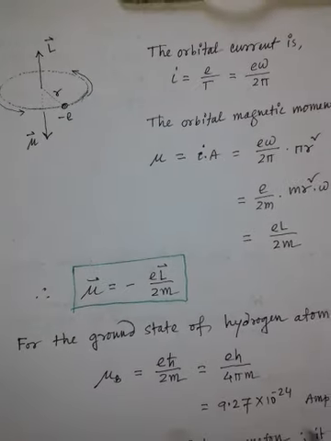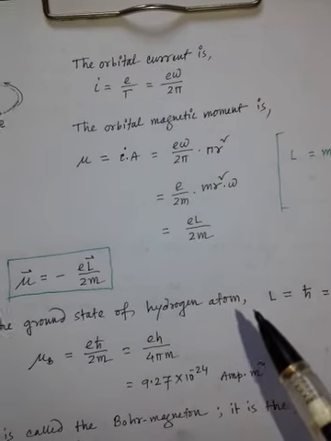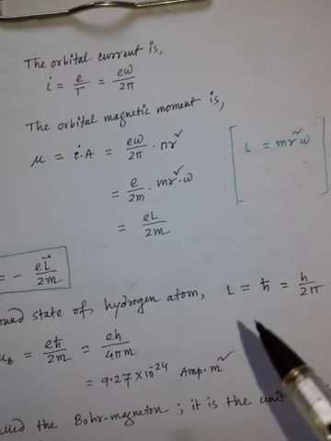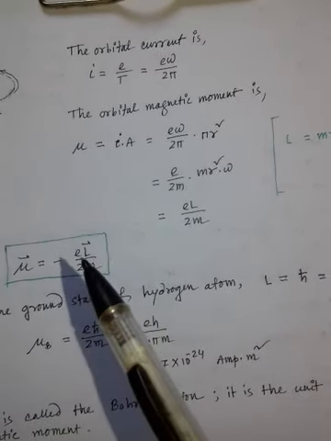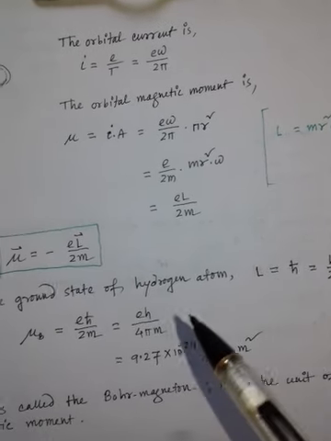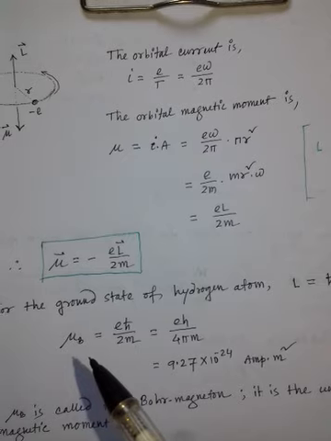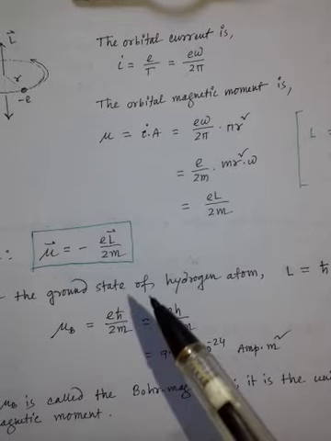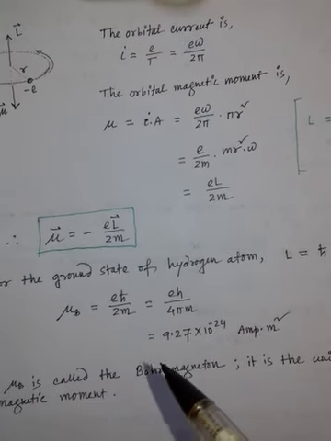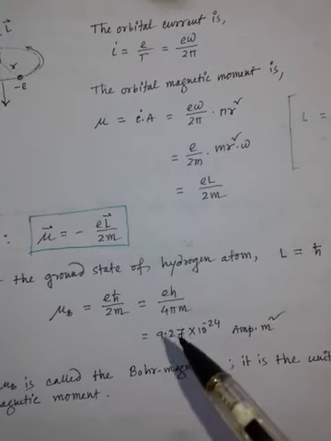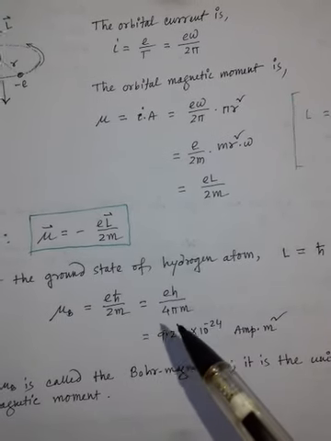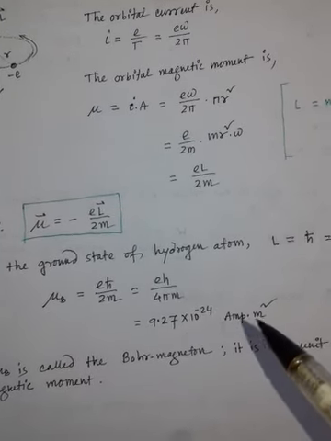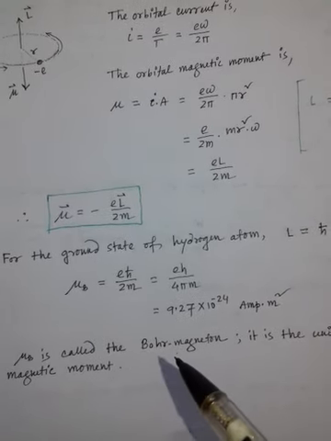Now for the ground state of the hydrogen atom, L is equal to h cross, which is h by 2 pi. We know it. So if we replace this L by h cross, we get mu is equal to e h cross by 2m. We give it a special name, mu B, which is called the Bohr magneton, whose value, if we put in the values of h, pi, m, is 9.27 into 10 to the power minus 24 ampere meter square. This is called the Bohr magneton.